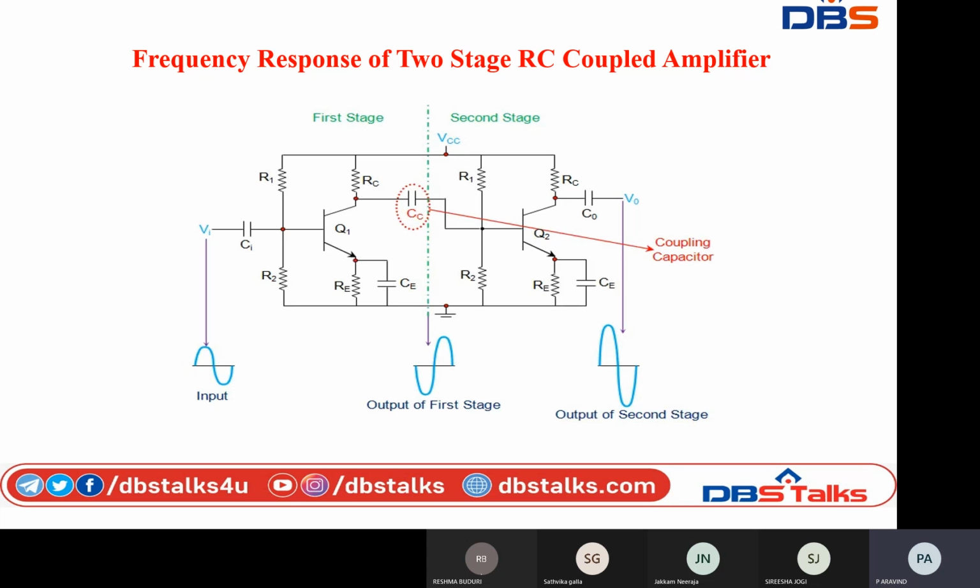See here, coming to its design. The design of these individual stages of the RC coupled amplifiers is the same as common emitter amplifiers. Okay, but in which the resistors R1, R2, which form the biasing network, while emitter resistor RE forms the stabilization network.